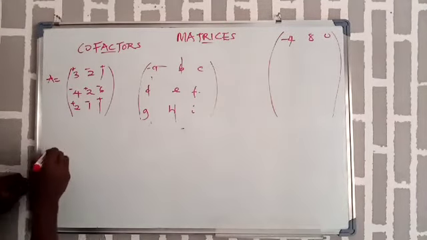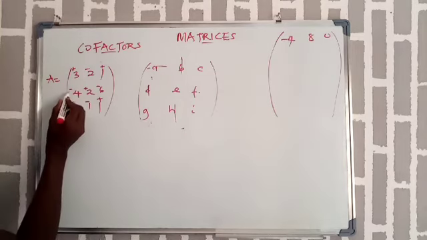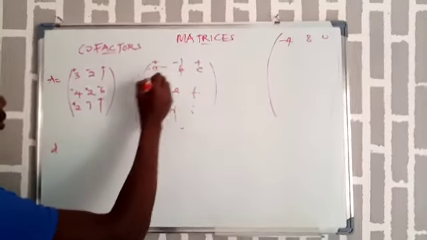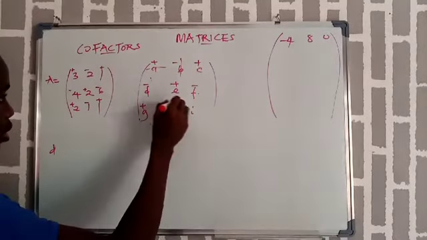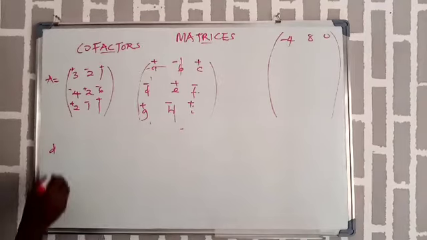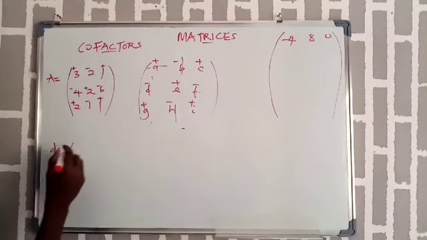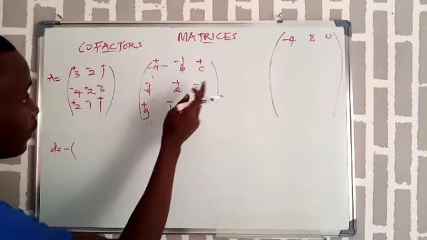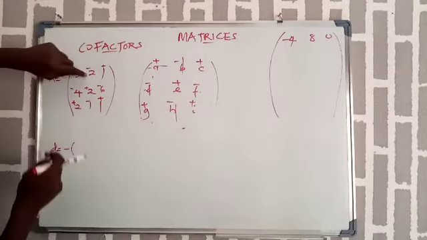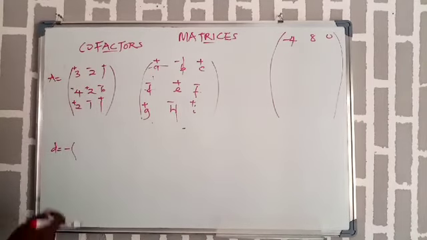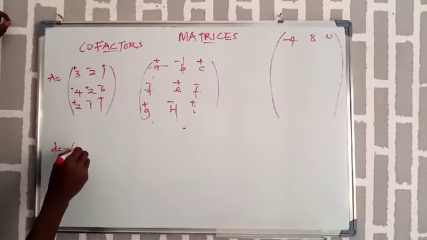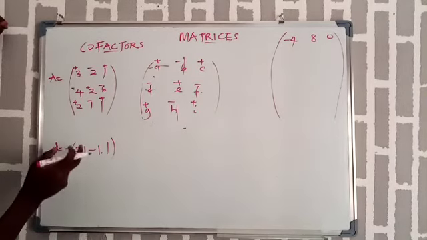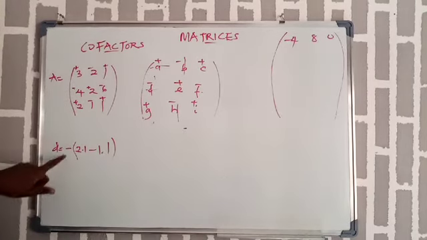Now we do the same thing for D. But now remember, D carries a negative. So we write its negative here, then open the bracket. Now we cover here and cover here. And we are left with B, C, H, I, that is 2, 1, 1, 1. We are going to multiply 2 to 1, that's 2.1 minus 1.1. 2.1 is 2, this is 2 minus 1 is 1, minus 1.